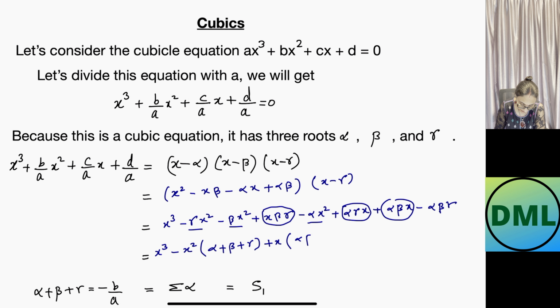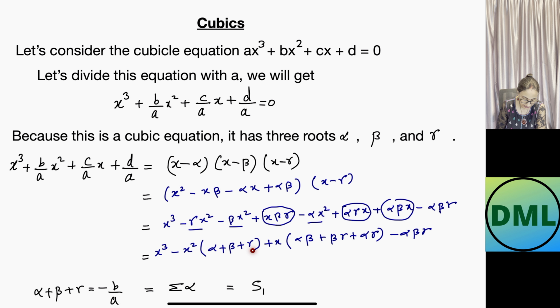I'll combine the coefficients of x squared first here. This will be written as x cubed minus x squared times alpha plus beta plus gamma. I will collect the coefficient of x from here now. x, x and x. Let's take plus x as the common factor. I will get alpha beta plus beta gamma plus gamma alpha minus alpha beta gamma, which is the same as this one.